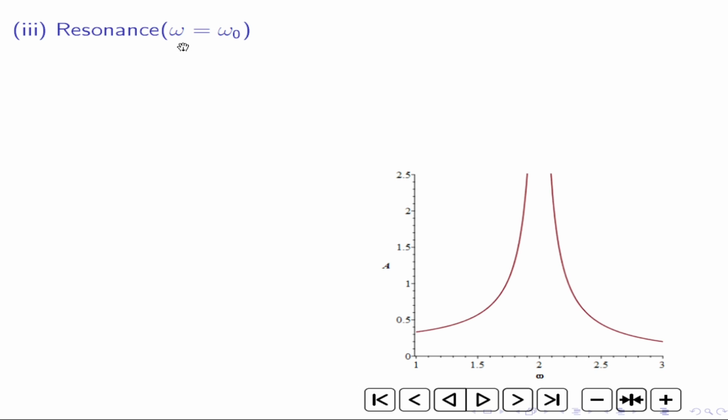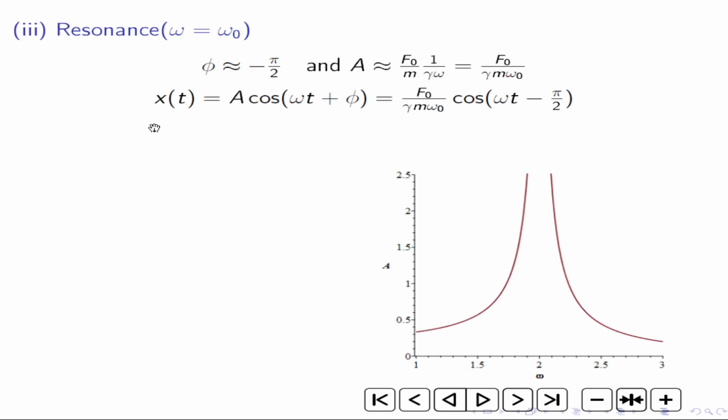In the case of omega equal to omega 0, that is the driving frequency is equal to the natural frequency, then we call it resonance. Here the amplitude becomes more flattened with the damping. Phi is approximately equal to minus pi by 2 and A is equal to f0 by gamma m omega 0. Therefore, x of t is equal to a cos(omega t plus phi), that's equal to f0 by gamma m omega 0 cos(omega t minus pi by 2). Cos(omega t minus pi by 2) is sin omega t. Therefore, x of t is equal to f0 by gamma m omega 0 sin omega t.